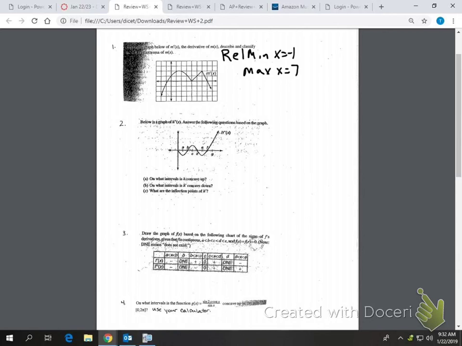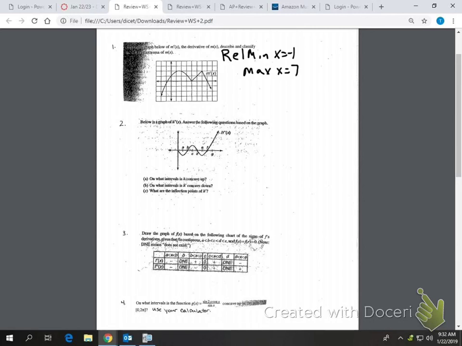All right, here we go. Continue on. Number 2. Below is a graph of the second derivative. Answer the following questions. Okay. Well, where the second derivative is 0 are possible points of inflection, right?